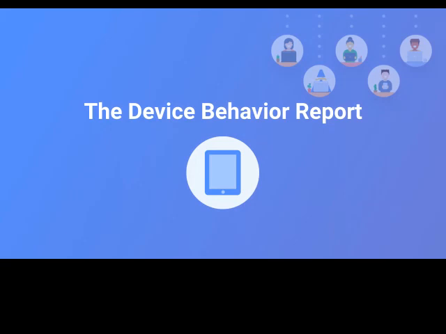And why is the device behavior report important? In 2016, mobile browsing overtook PC browsing for the first time ever. And this is not a trend that's going to be reversing. We need to stop creating an e-commerce store that is optimized for mobile and start creating an e-commerce store with mobile in mind from the beginning. And let me show you what I mean by that.